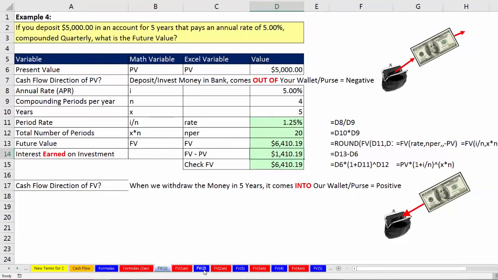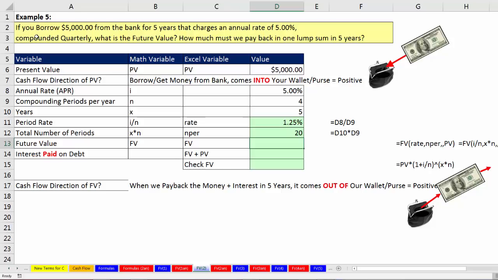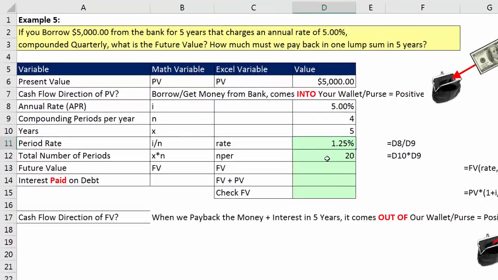Now, let's go over to FV2, and we're going to read this problem. If you borrow $5,000 from the bank for 5 years that charges an annual rate of 5% compounded quarterly, what's the future value? How much must we pay back in one lump sum in 5 years? Well, these are the same exact numbers we just did, but now we're doing it from the other point of view. We're borrowing, not investing. I put our present value of 5,000, annual rate of 5, number of compounding periods per year, number of years. I've already calculated period rate and total number of periods.